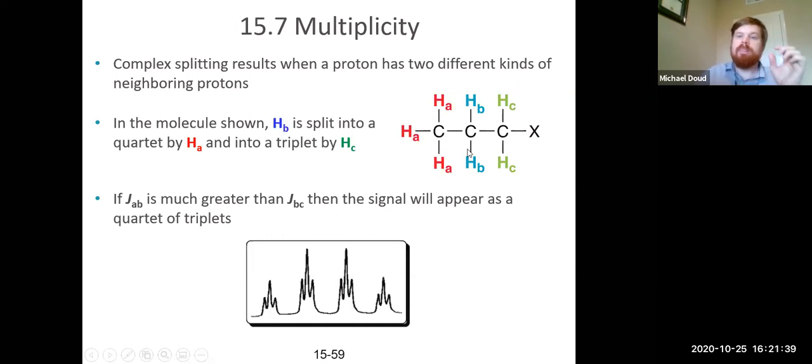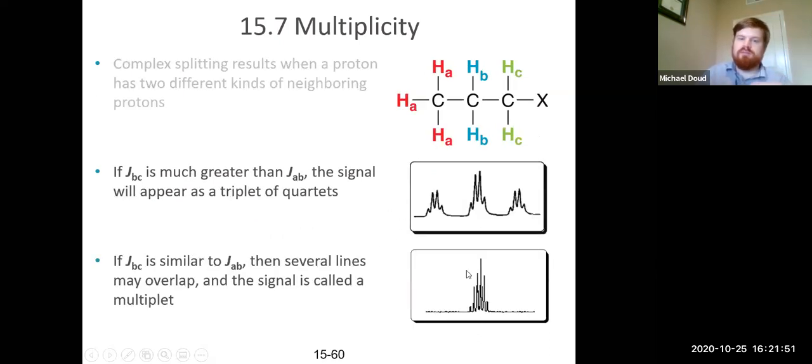That's pretty crazy. Now, on the other hand, it could be the case that HC has a stronger coupling constant, so you get split into a triplet first. Then HA splits it again, and you get a triplet of quartets. So this is the example here of a triplet of quartets. Kind of cool looking, right? So you can see these kind of complicated signals.